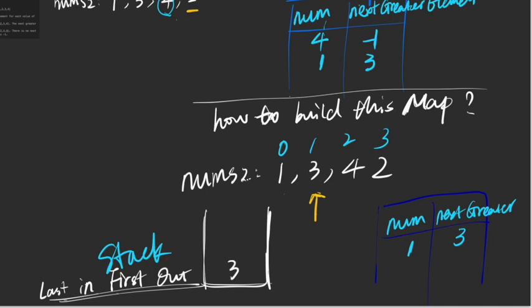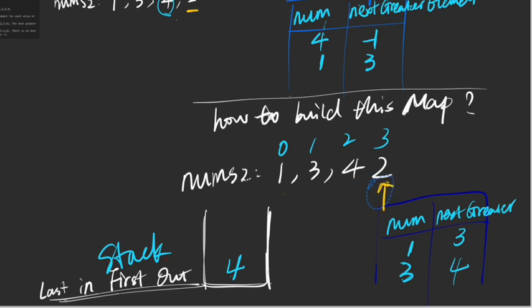Since it's stacked on the top, it will be popped first, right? So we have put 3 here now, and then we move to the next position, which is 4, and we check whether the previous number is smaller than 4. Yeah, definitely it's smaller. So we build the map, putting this number and its greater number here. We put 3 here, its greater number is 4, delete it, and then we put 4 here.